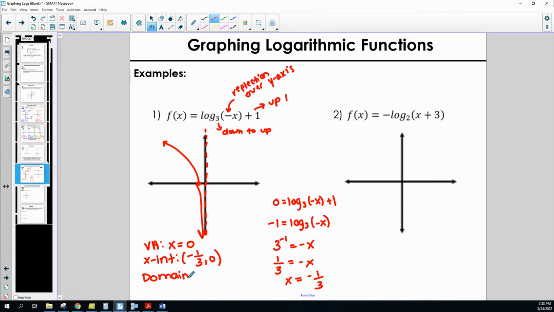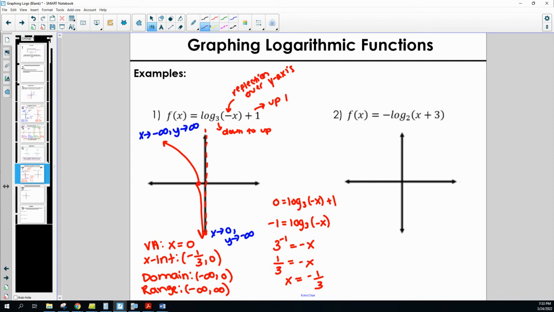So our domain here is going to be negative infinity to 0. Our range will be negative infinity to positive infinity. And we're going to do our end behaviors here. So on the left end, x is approaching negative infinity and y is approaching positive infinity. On the right end over here, x is approaching 0 and y is approaching negative infinity.